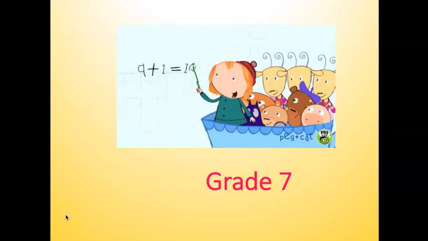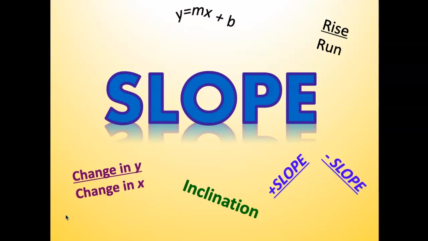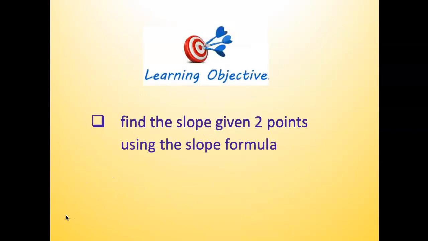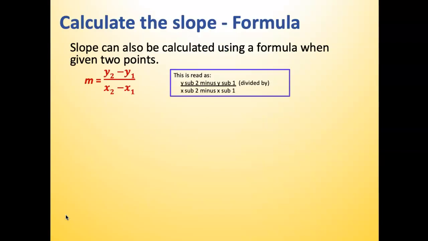Hi, welcome back to the second part of slope. This time your learning objective is to find the slope given 2 points using the slope formula. Okay, so because there's a formula, I am going to introduce to you what it looks like.